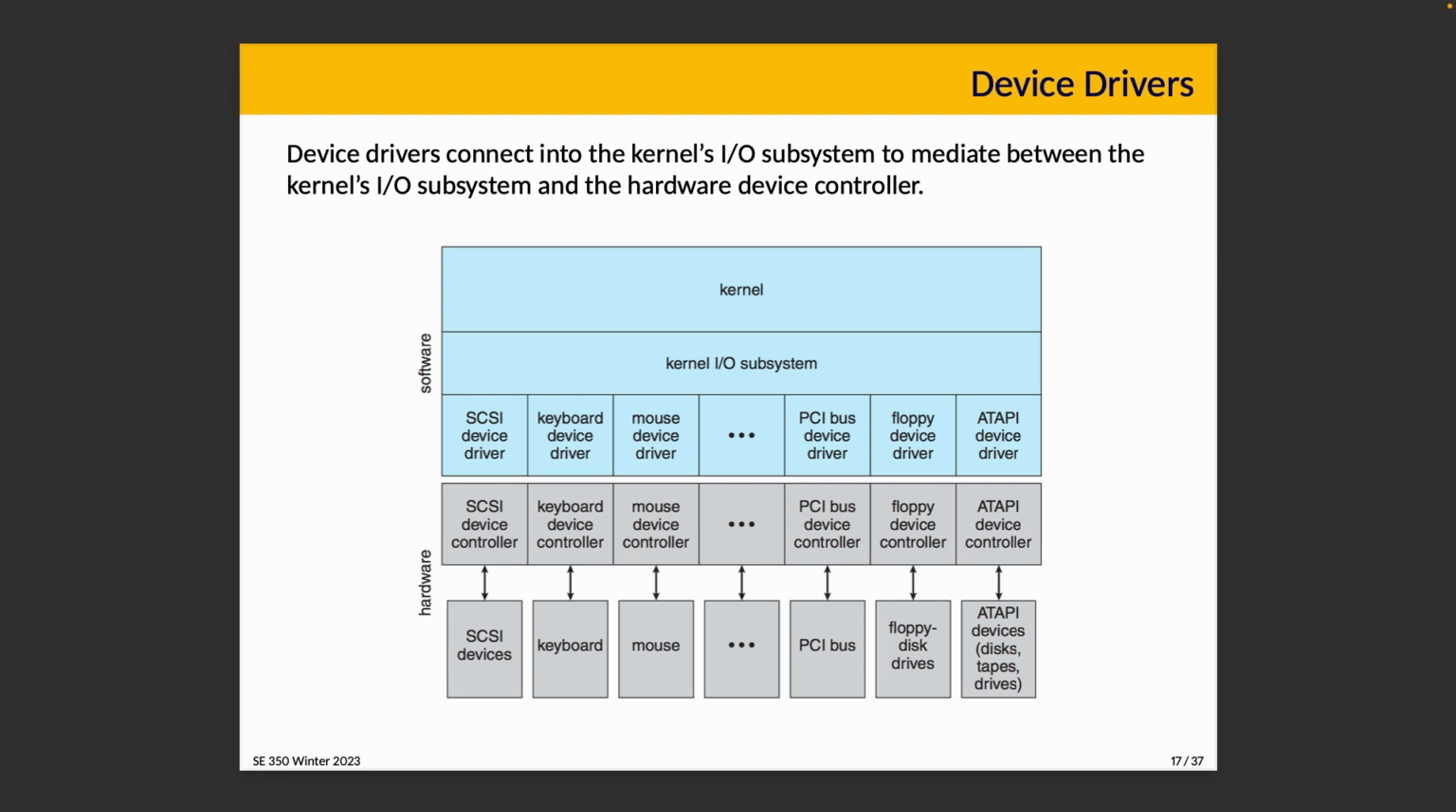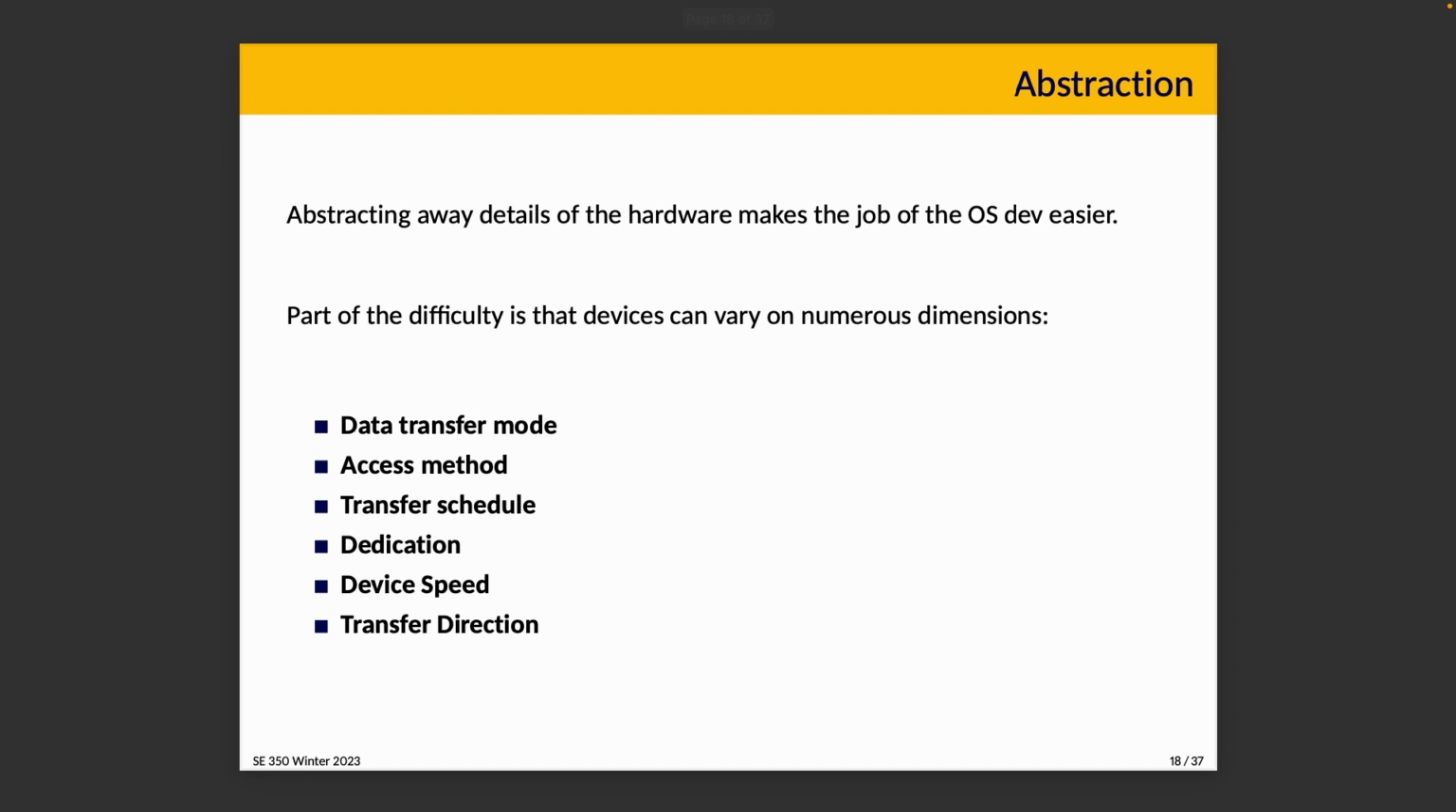Sounds good. So abstracting away the details of the hardware does make the job of the operating system developer easier, right? Because it does give us a standard interface, it does give us something to work with, and we don't have to have a whole bunch of common code that is repeated everywhere just to account for tiny differences in the various devices. So, okay.